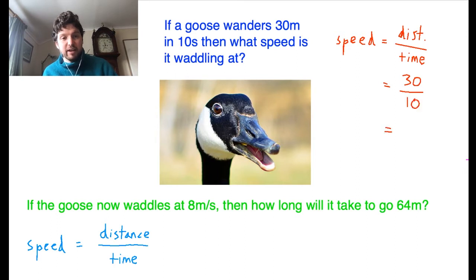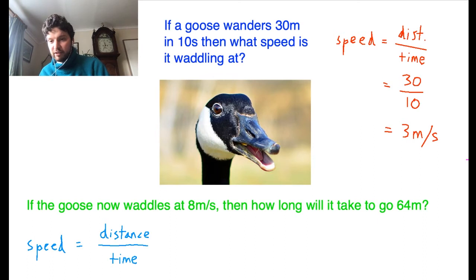So 30 divided by 10 is 3, and because we did meters divided by seconds, what do you think the unit's going to be? Cool, meters per second, exactly, because you're doing meters divided by seconds. Jesse wants a shout out in the chat for having got this right. Well done, Jesse. You get your shout out.